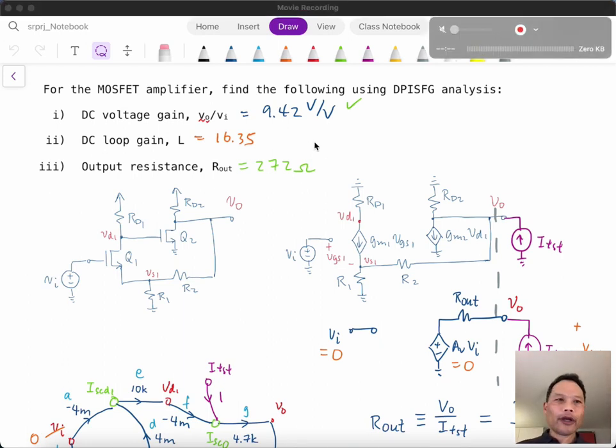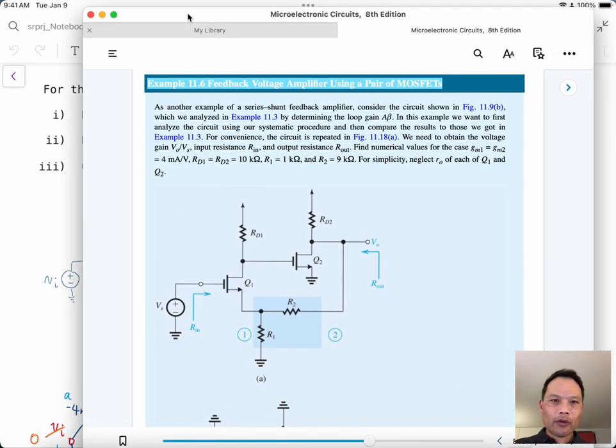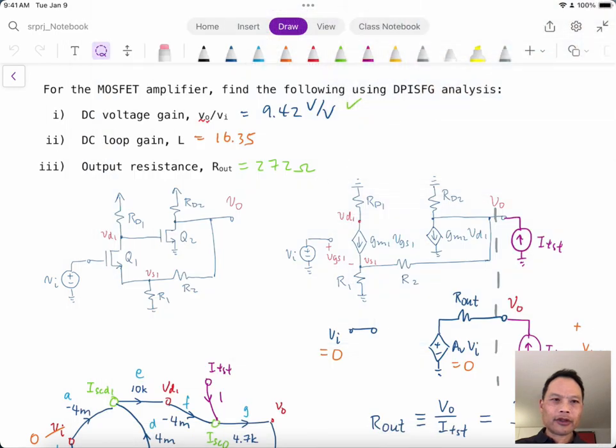So at this point, we've solved this MOSFET amplifier for the various characteristics as in the textbook: the gain, output resistance, and the loop gain. And so we've basically just verified what was done in the textbook for this example. The number depends on what version you have.